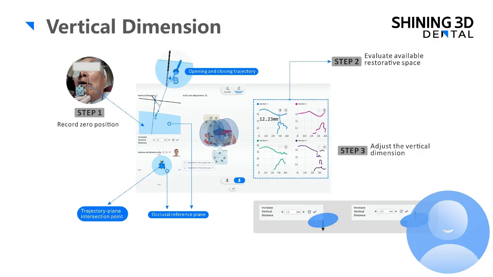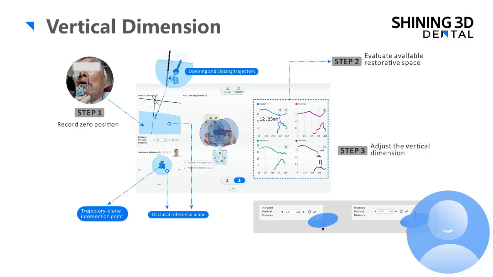For this case, the first thing we need to do is to evaluate the available restorative space. By checking the sectioned areas, we can check whether there is enough distance for us to do the design of the upper jaw for this patient. And the third step is to adjust the vertical dimension if there is not enough space for this patient.